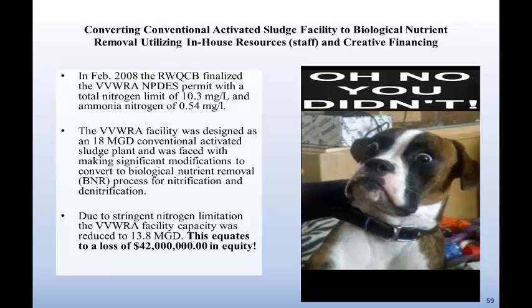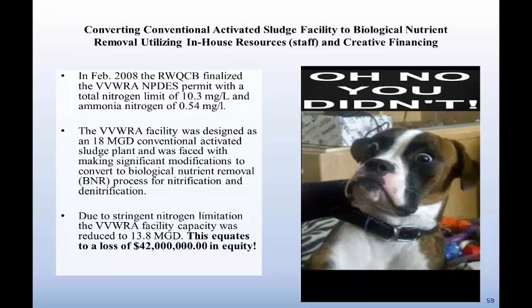So due to this change and the new limitations, obviously we were faced with making significant modifications to convert to biological nutrient removal, BNR, for nitrification and denitrification. And due to the stringent nitrogen limits, the VVWRA facility capacity was reduced to 13.8 MGD. This equates to a loss of $42 million in equity overnight.